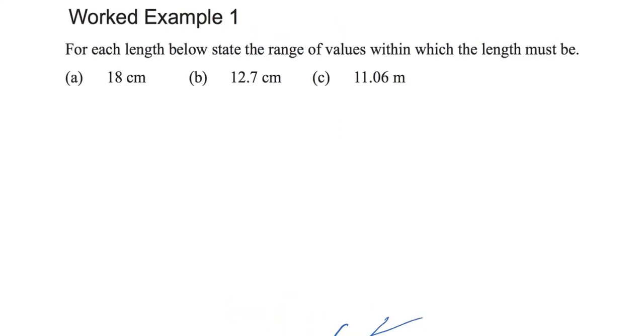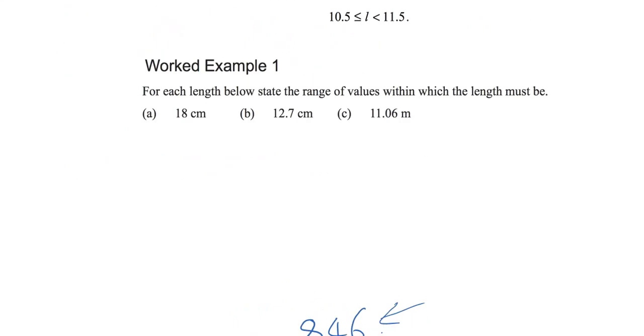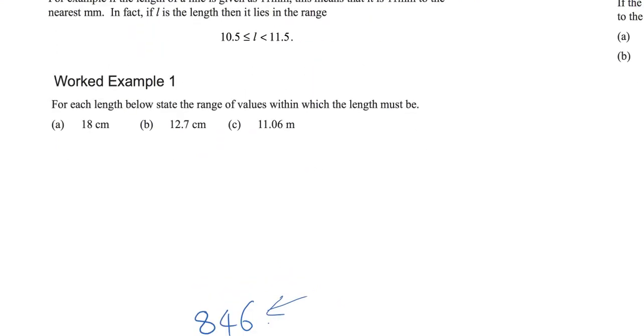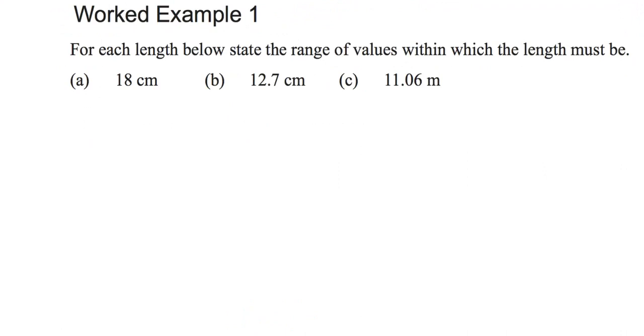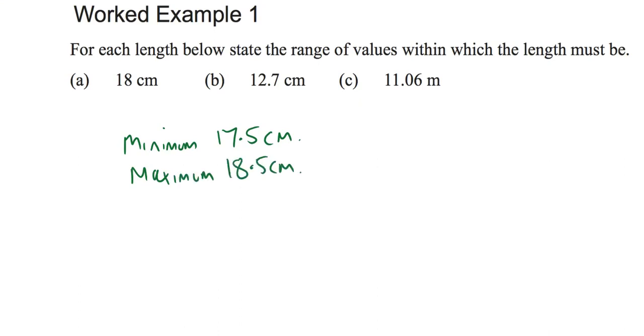For each of the lengths we've got here, state the range of values this length must be within. So let's get thinking about this. We've got 18 centimeters. Well, it appears that that has been rounded to the nearest whole centimeter, or maybe 2 significant figures. It doesn't matter. The minimum is going to be 17.5 centimeters, and the maximum is going to be 18.5 centimeters. So there's our answer to part A.